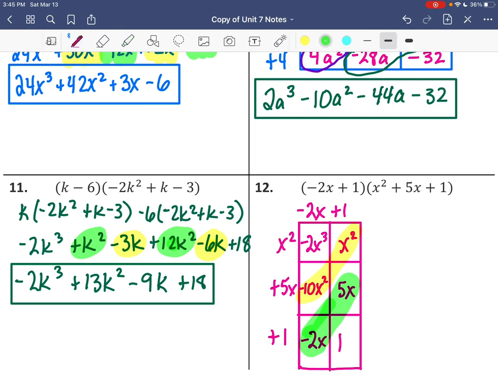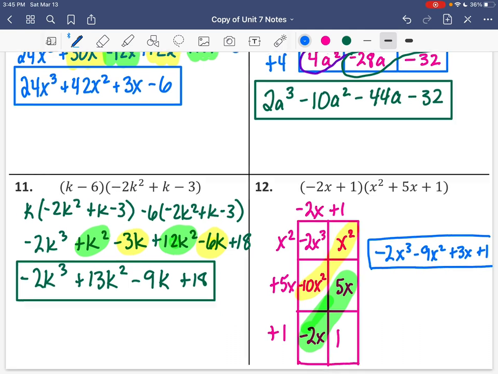All right, so we're going to write this out. Start with the top left corner, negative 2x to the third. And then negative 10x squared plus 1x squared is negative 9x squared. Negative 2x plus 5x is 3x. And then we've just got plus 1 on the end. Ooh, I barely got that in there. So that's your answer there.